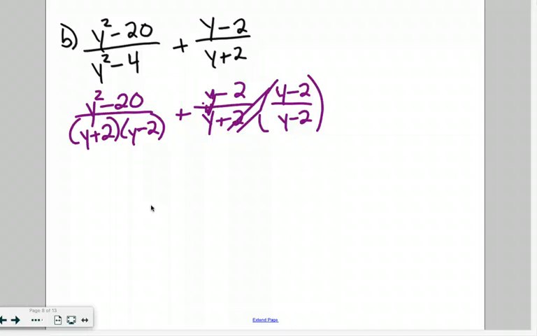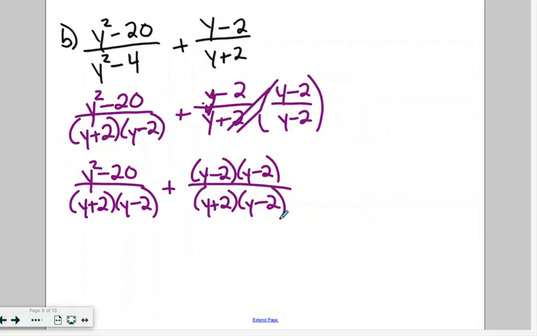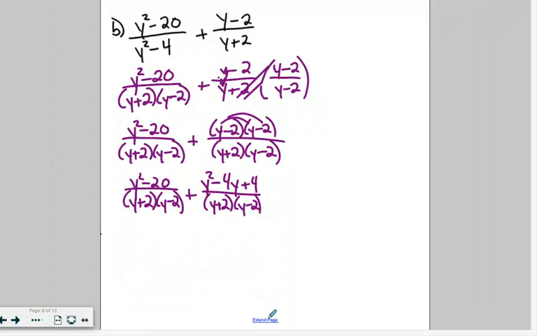So what we can do there is keep our first fraction, y squared minus 20 over y plus 2 times y minus 2, and then plus y minus 2 times y minus 2, all over y plus 2 times y minus 2. We will actually expand this fraction. So what we have in this one is y squared minus 20 times y plus 2 times y minus 2, plus y squared minus 2y, which is minus 4y plus 4, all over y plus 2 times y minus 2. Now we have common denominators, everything's expanded.